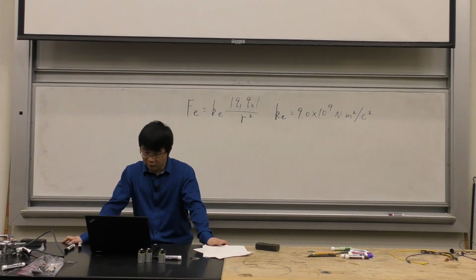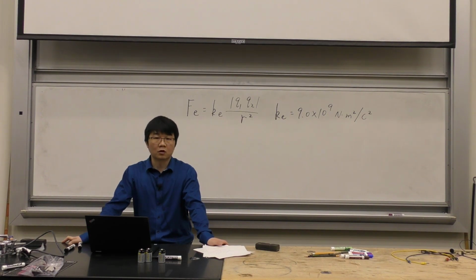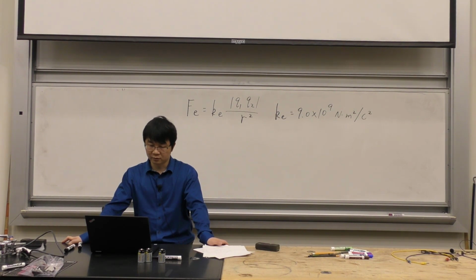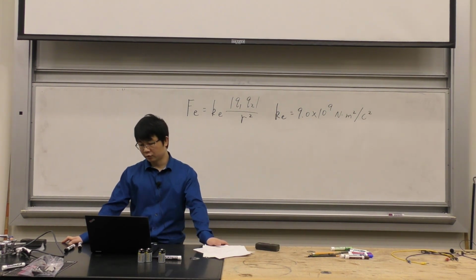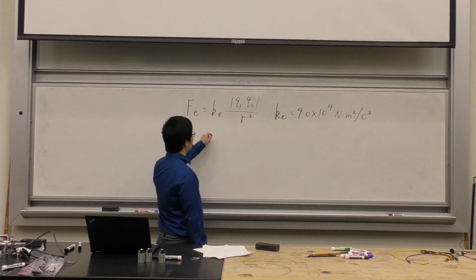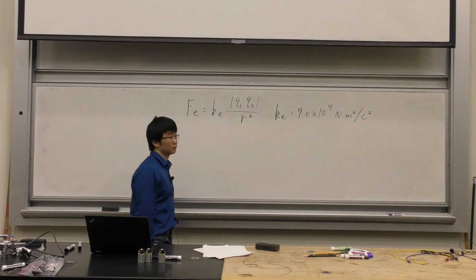Okay, so last time we discussed electric charge and electric forces. There are two types of charges, positive and negative, and then there are forces between them. Like charges repel, unlike charges attract. We also learned a law, Coulomb's law, to calculate the force between them.